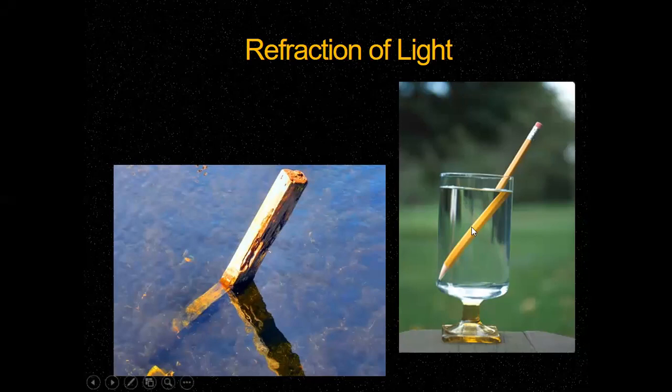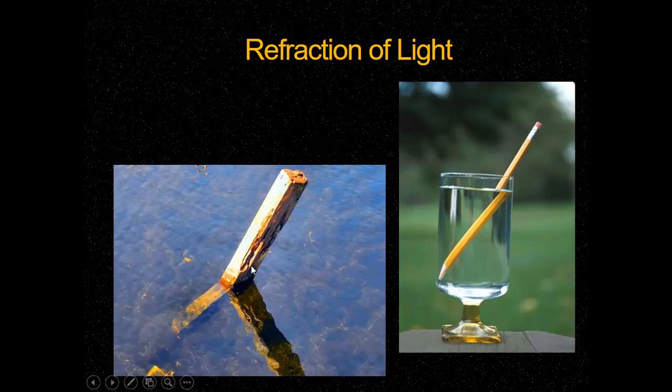So in these two pictures, especially in this one, you can clearly see the refraction effect happening in the natural world. So if you put a straw, let's say, or a pencil into a water cup, you will be seeing like the pencil is broken here, right? So that happened due to the refraction of light.